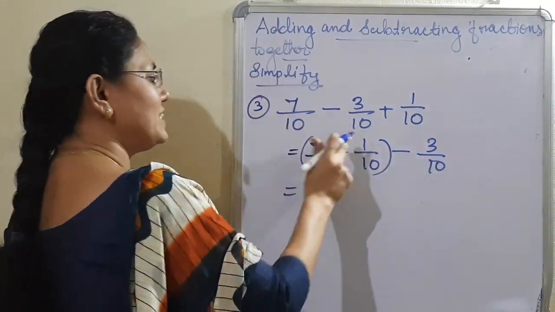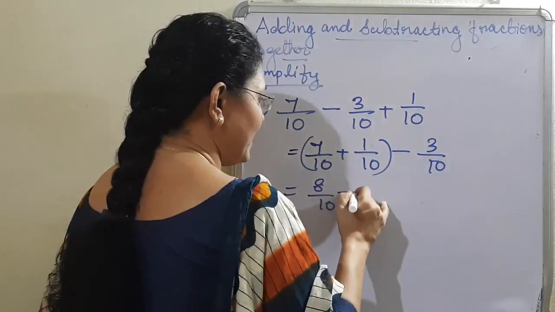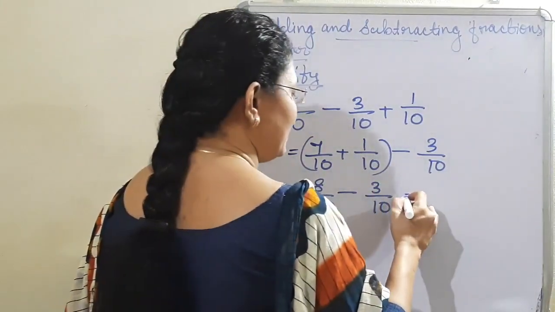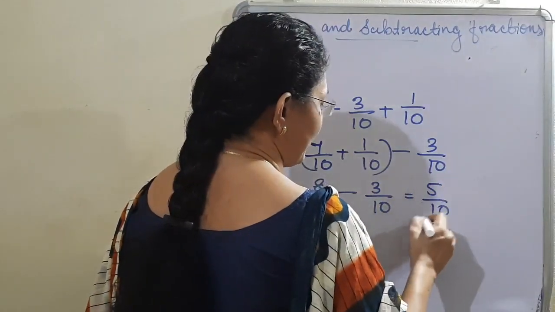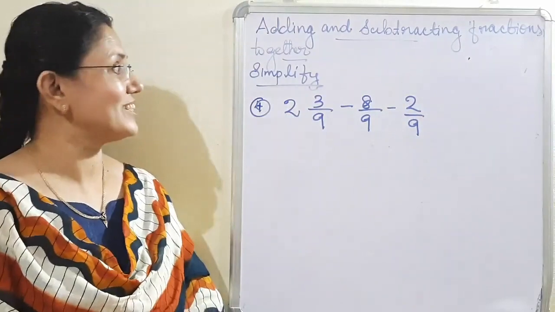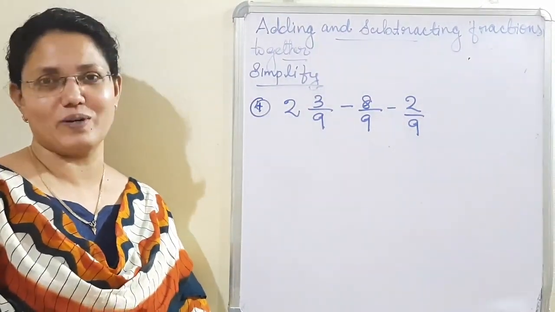What is 7 by 10 plus 1 by 10? That is 8 by 10 minus 3 by 10. What is 8 by 10 minus 3 by 10? It is equal to 5 by 10. Okay. Dear children, the fourth question is 2 3 by 9 minus 8 by 9 minus 2 by 9.